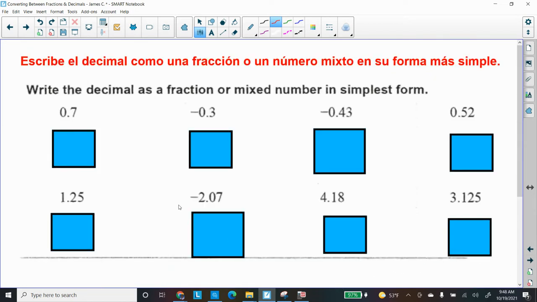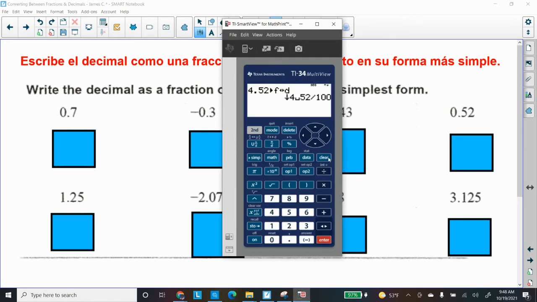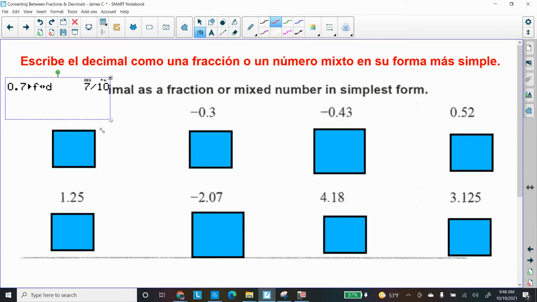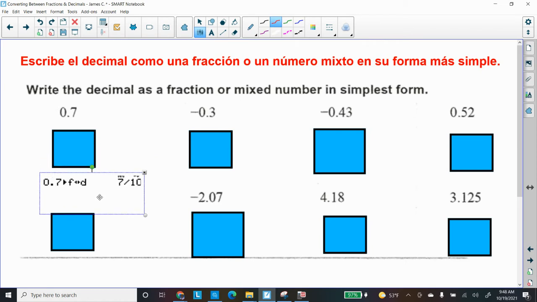So let's try to write some decimals as fractions or mixed numbers in simplest form. Let's start off with the first one here, 0.7. Let me get my calculator and clear this out. Type 0.7, which is the number. Then I'm going to press second and the PRB button, which has the F_D on top of it, and then press enter. And there is my answer, 7/10. Let's shrink that a little bit. So 7/10. There we go.